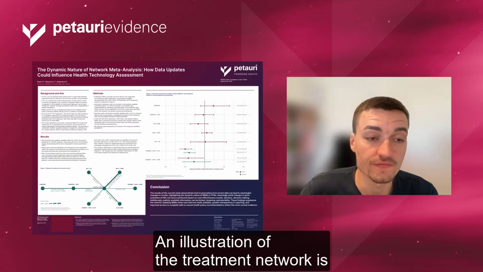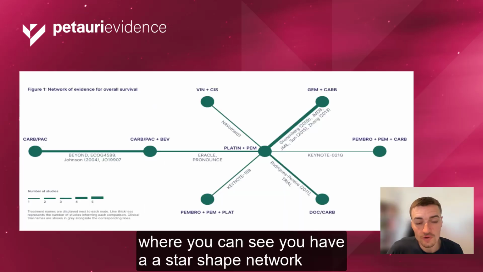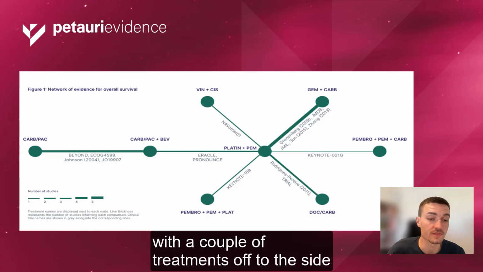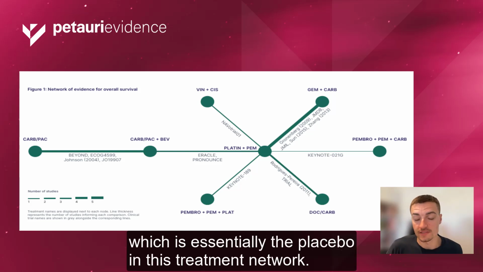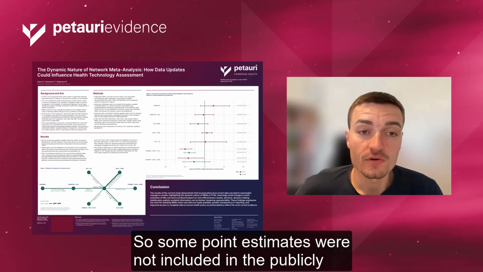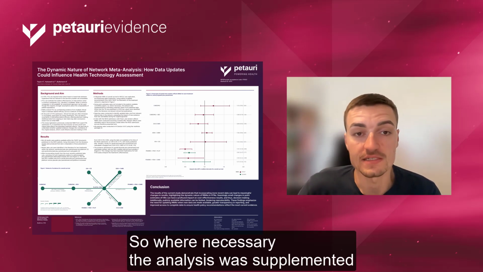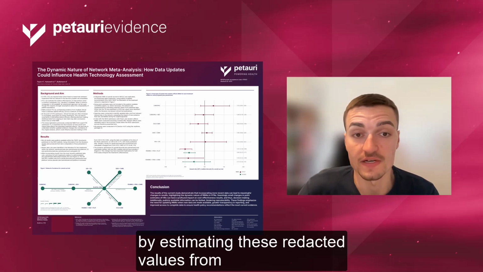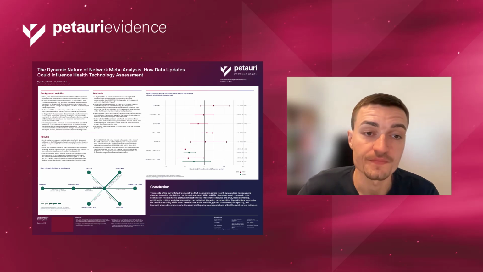An illustration of the treatment network is provided in Figure 1 of the poster, where you can see you have a star-shaped network with a couple of treatments off to the side, with platin plus PEM in the center of the star, which is essentially the placebo in this treatment network. So some point estimates were not included in the publicly available committee papers. So where necessary, the analysis was supplemented by estimating these redacted values from published data by searching the literature.